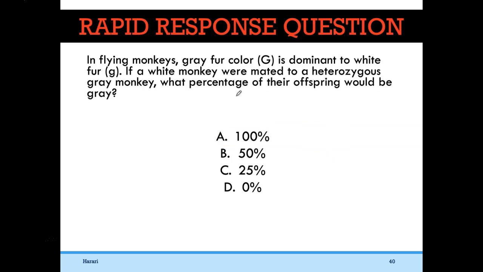If a white monkey were mated to a heterozygous gray monkey, what percentage of offspring would be gray? So the white monkey would be little g, little g. The heterozygous gray monkey would be big G, little g. So let's fill in the Punnett square. What we see here is that 50% will be big G, little g, which would mean they would be gray. 50% would be little g, little g, which means they'll be white. So the answer is B, 50% will be gray.